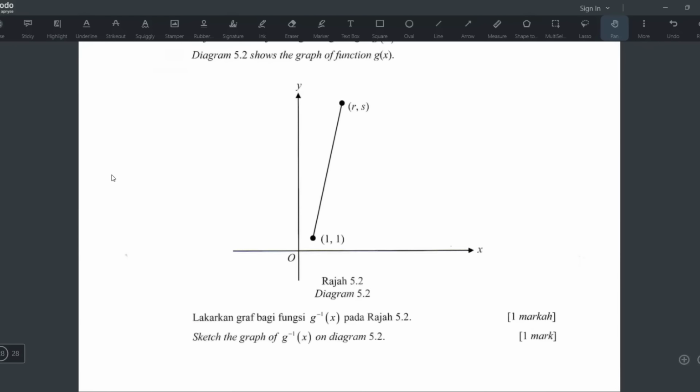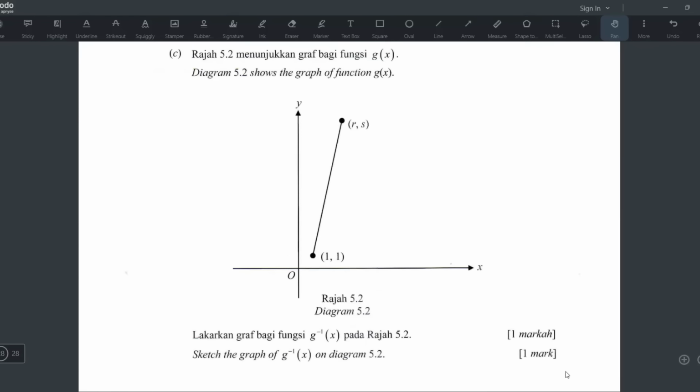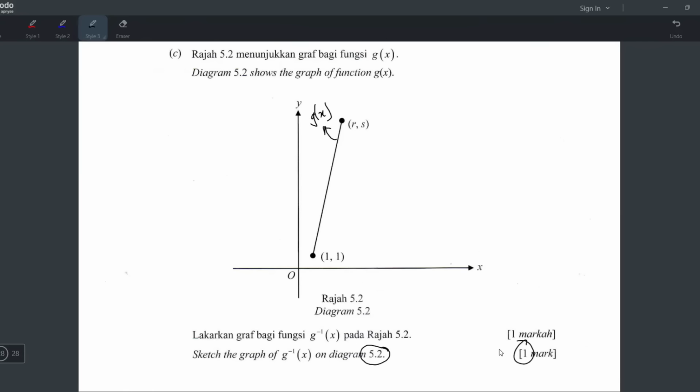Now it's already part C, so this is the last part. It's only worth 1 mark. Let's see what they want. Diagram 5.2 shows the graph of function g(x). So this is g(x). I can see they give a point here, (1, 1) and (R, S). Sketch the graph of g inverse(x) on diagram 5.2. They only ask to sketch, so it's only 1 mark.